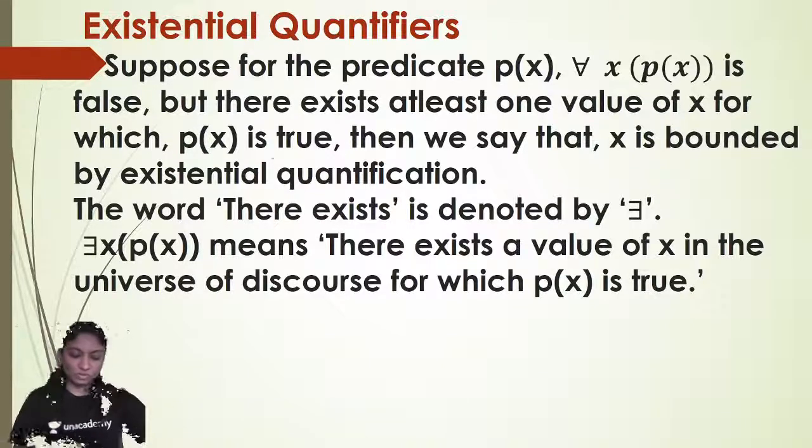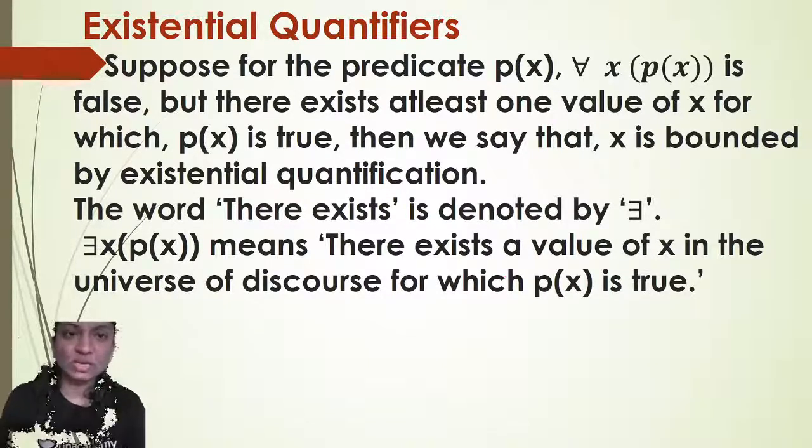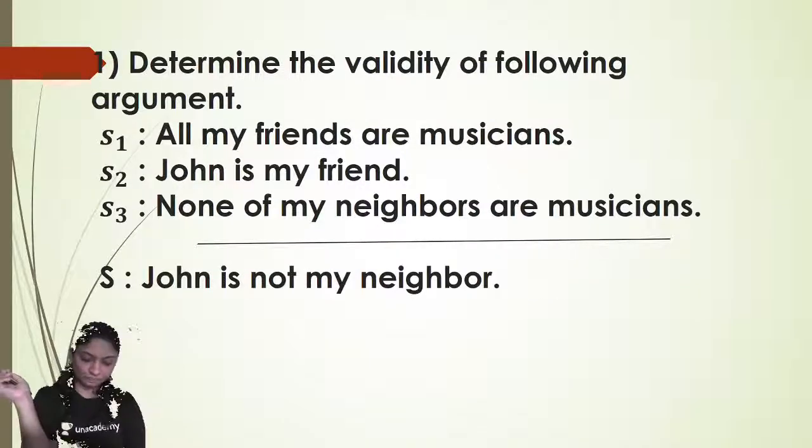Suppose for the predicate p of x, for all values of x, p of x is false, but there exists at least one value of x for which p of x is true. Then we say that x is bounded by the existential quantification. There exists x p of x means there exists a value of x in the universe of discourse for which p of x is true. So this is known as the existential quantifier.